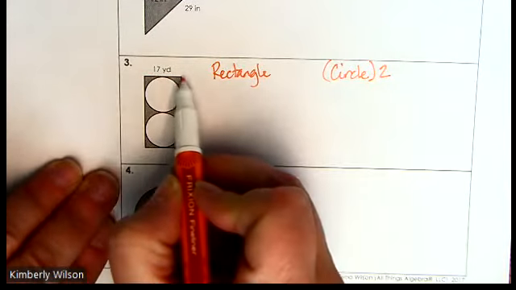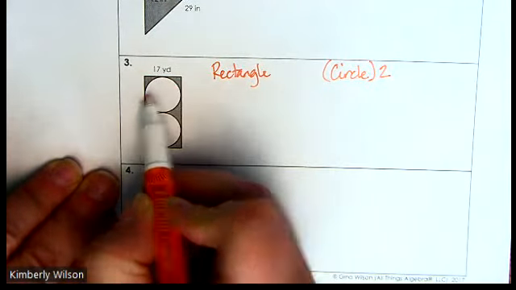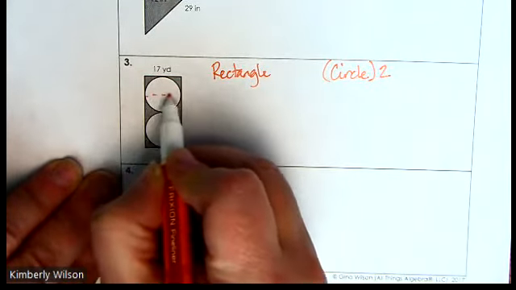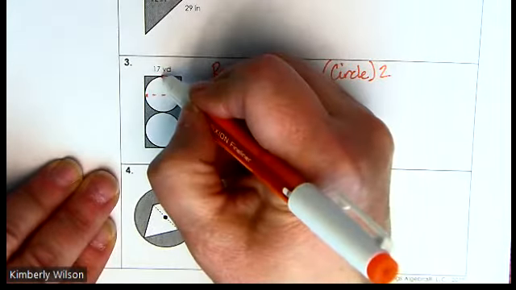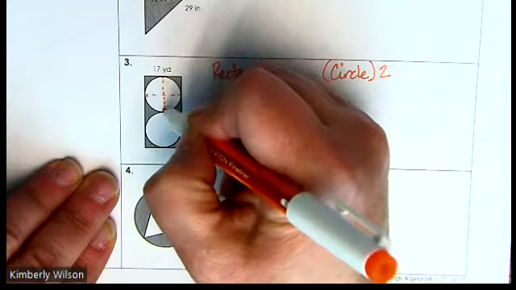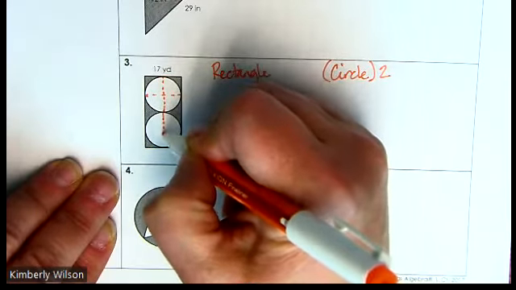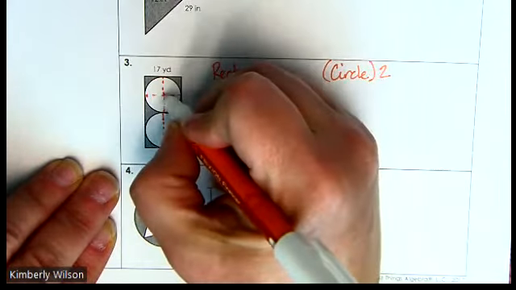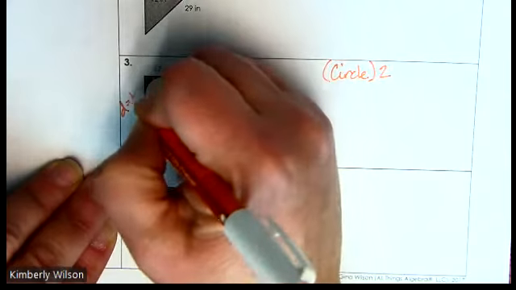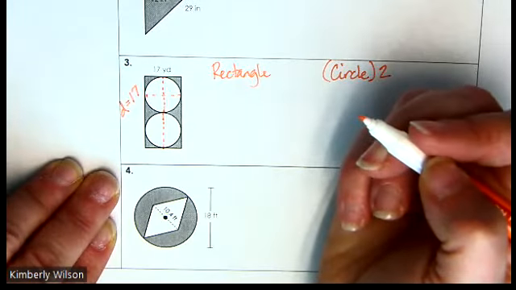Now when I'm looking at this, I've got to do some thinking here. It's 17 all the way across, correct? So that means all the way across here is 17. Well, that means it's also 17 this way. So this is going to be 17, correct? So that means that my diameter is equal to 17.